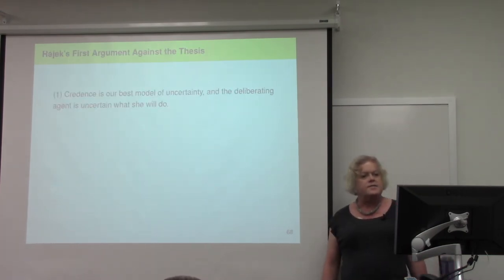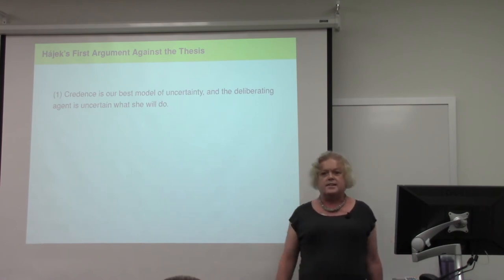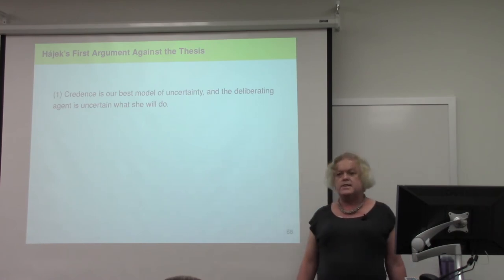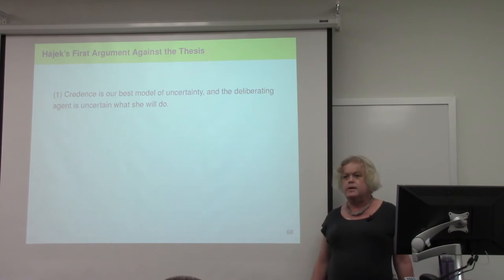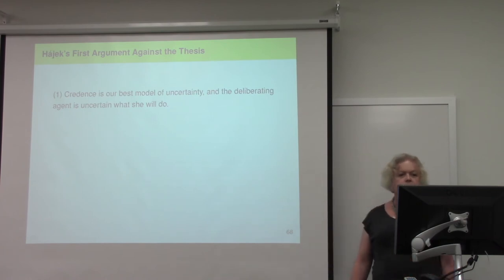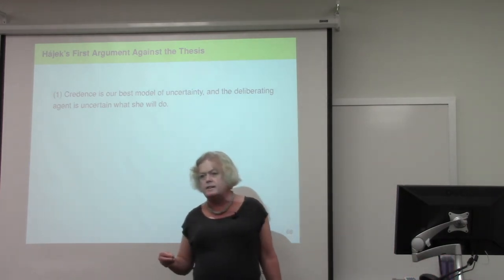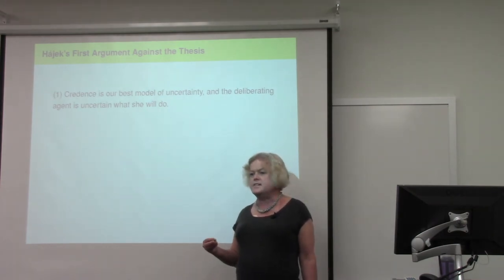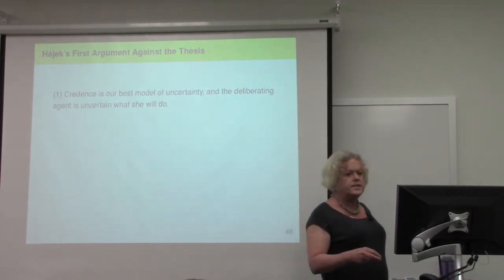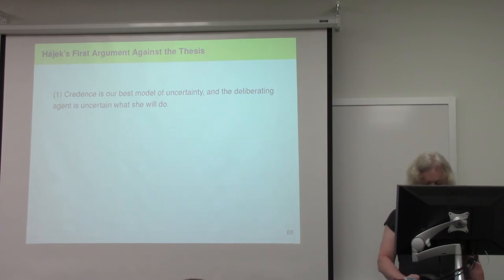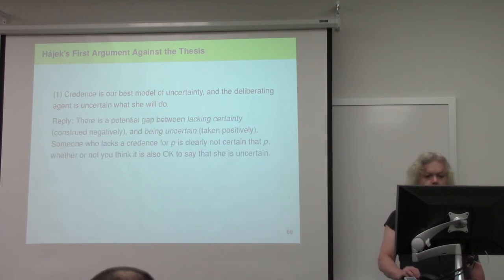So Hájek gives an argument. He gives several arguments against the thesis, and I'll just look at the first two, because my responses to them will also, in various versions, be my responses to the other arguments he makes. Hájek says, look, credence is our best model of uncertainty. And surely a deliberating agent is uncertain about what you'll do, so surely a deliberating agent assigns credences to the various outcomes of the current deliberative episode.